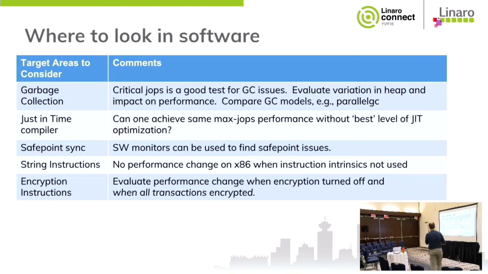So where to look in software? Garbage collection. Your critical jOPS might be a good test for garbage collection issues. Evaluate variation in heap and impact on performance. Compare various garbage collection models such as parallel garbage collection. The other target to look at is the just-in-time compiler. Can you achieve your max jOPS performance without the best level of JIT optimizations, right? So that's a trade-off you're seeing: do you feel you're being limited or not?